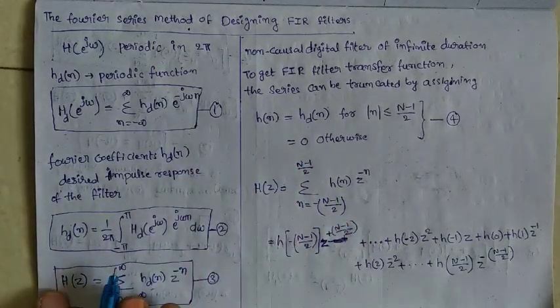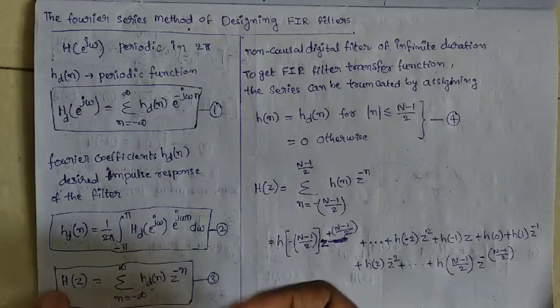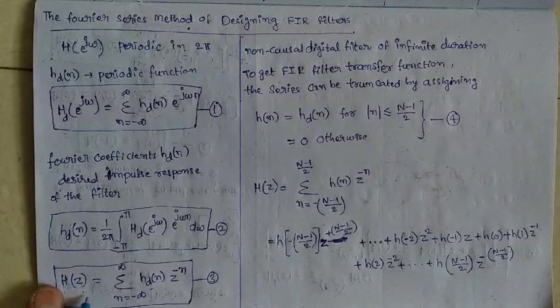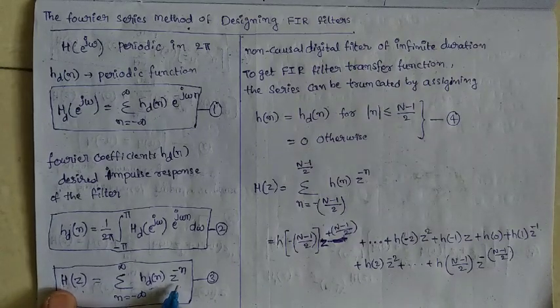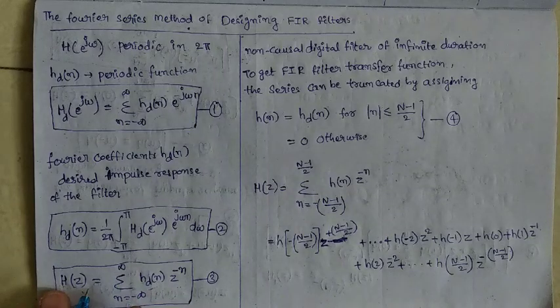Now, how do we determine the transfer function of the digital filter? It is denoted by H of z, and it is calculated as the summation from n equals minus infinity to infinity of hd of n z power minus n. Actually, this digital filter has an infinite duration sequence, and the system is non-causal.